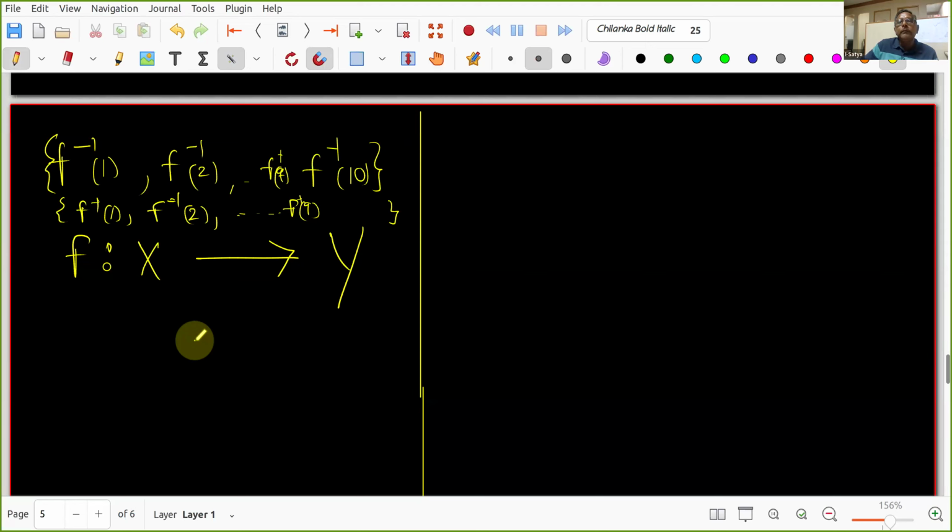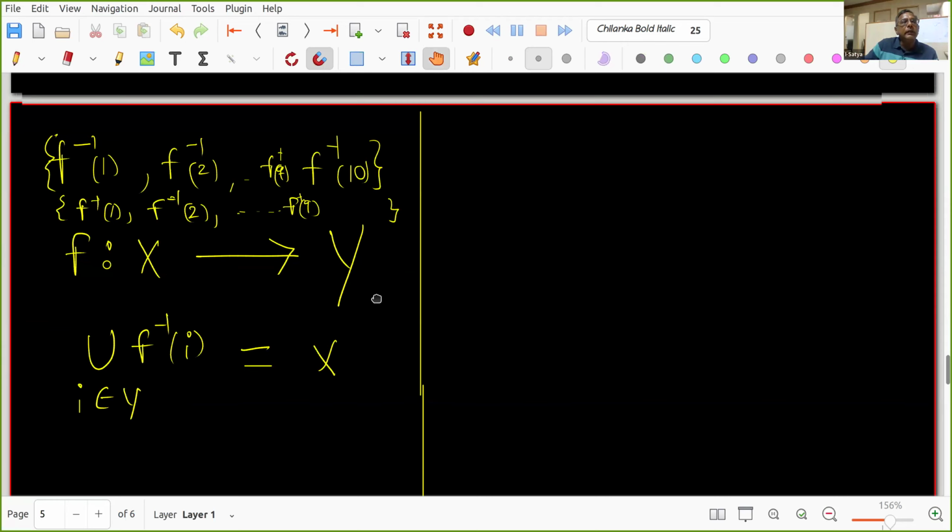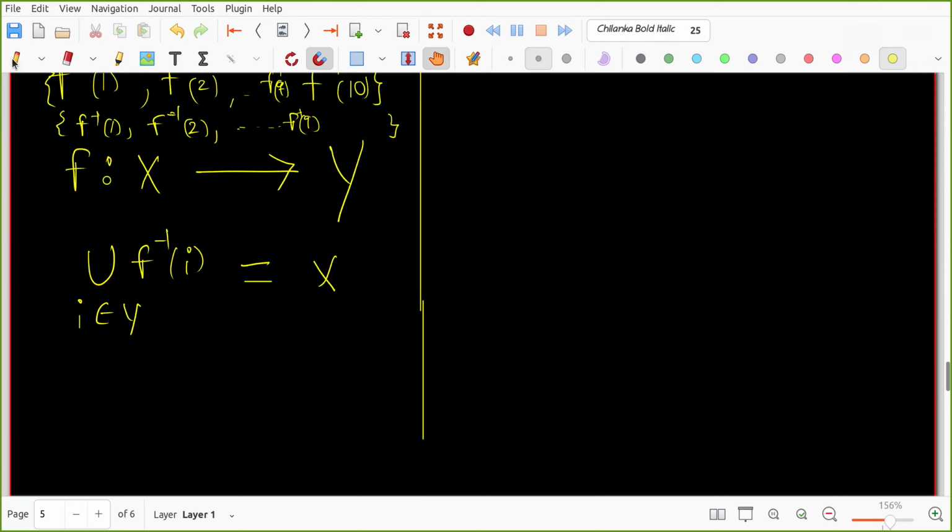Now you want to say, Harit? Yes, sir. The union of F inverse of I, where I belongs to Y, is equal to X. Okay, this is one thing you are telling. Anything else you want to add for this? Yes, sir. The sets would be mutually disjoint basically. Disjoint sets. Okay, so how do I express that?